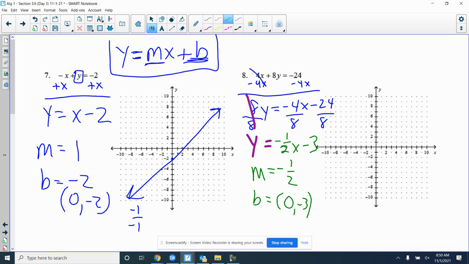What do I have to start with? What's the point I know? 0, -3. Okay, the slope is not a point. You can't start with that. Does that make sense? Put your y-intercept. Now you graph your slope. How do you put the slope on there, Rylan?